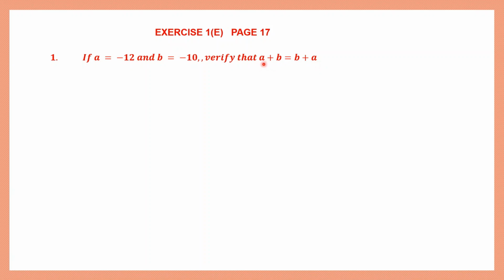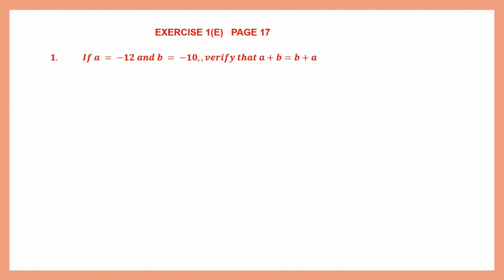So now we have to show that this equation is true, in the sense a plus b is the left hand side, b plus a is the right hand side. We have to work out and check to see that a plus b is equal to b plus a by substituting the values for a and b that are given to us in the question. So now let's begin working this out.